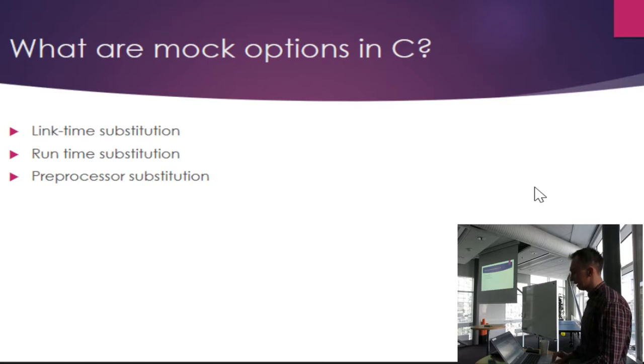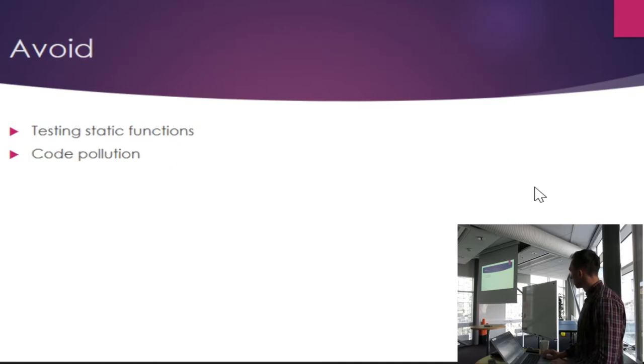And the last, which I don't like and which should be considered only when link time and runtime substitution don't work with your problem, is preprocessor substitution. So in your legacy code base, you have, for example, if dev test, and then one piece of code, and if not dev test, then another piece of code. I don't like such implementation, but sometimes they are necessary, especially if you are working with a legacy code base which is very big and not testable.